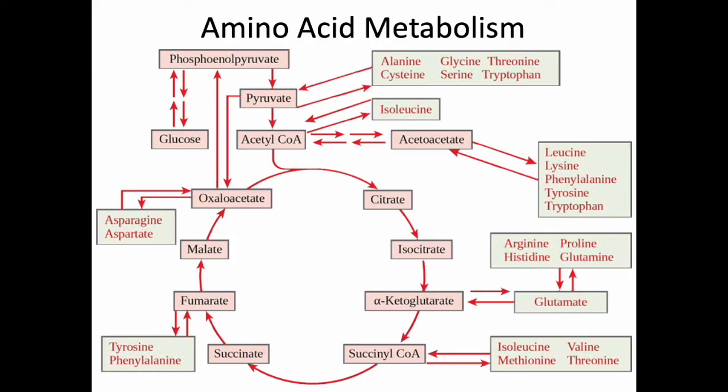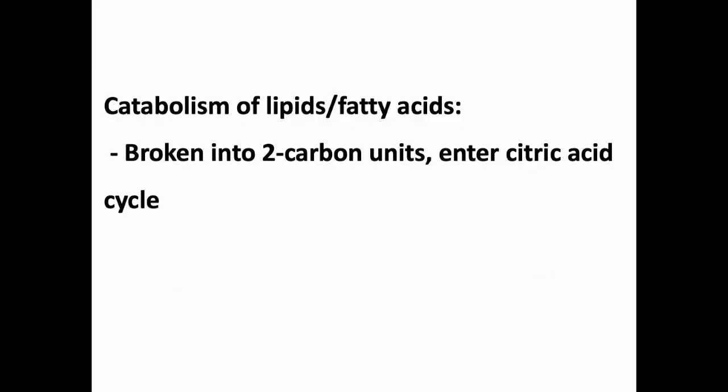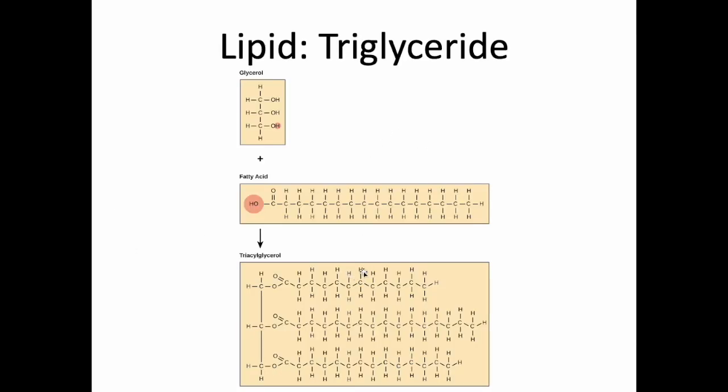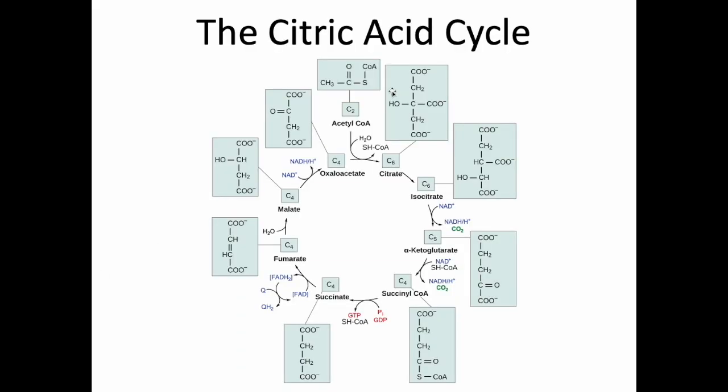What about our third source of energy from food? What about fat? What about lipids and fatty acids? These things like this triglyceride. Well, if we want to get energy out of this, we are going to take the fatty acid tails and we are going to snip them into 2 carbon units. From there, we can send them to the citric acid cycle, which starts with this 2-carbon acetyl group, and it's going to be business as usual from there.